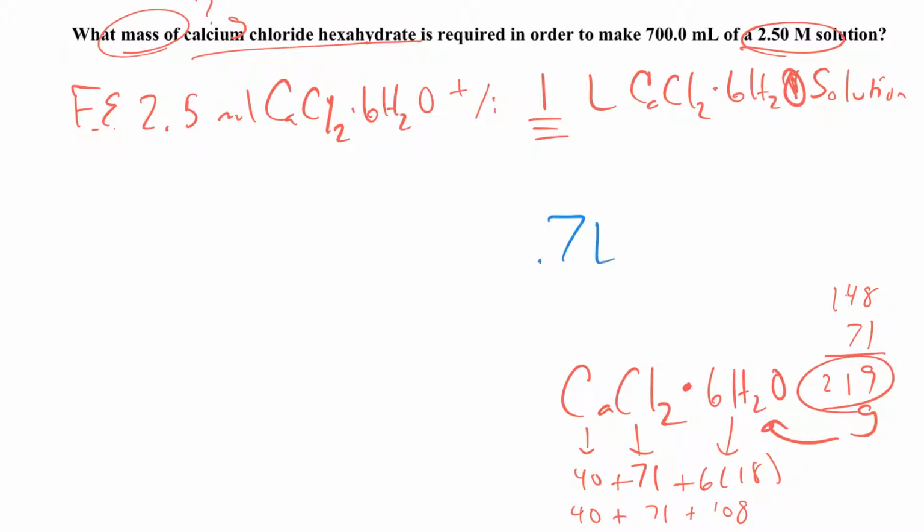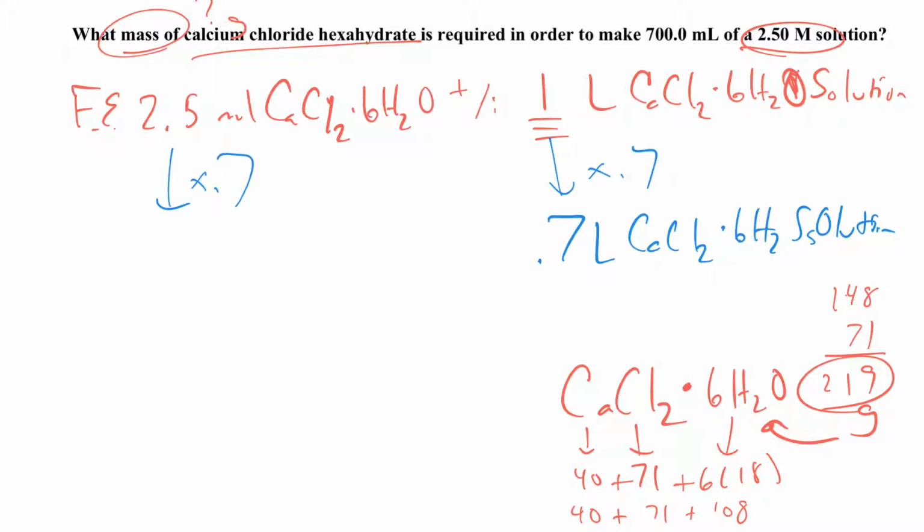We made 0.7 liters of CaCl2.6H2O solution, times 0.7. So 70% basically of 2.5. Now 70% of 2 is 1.4. And 70% of that would be 0.35. So that is 1.75 moles of CaCl2.6H2O.